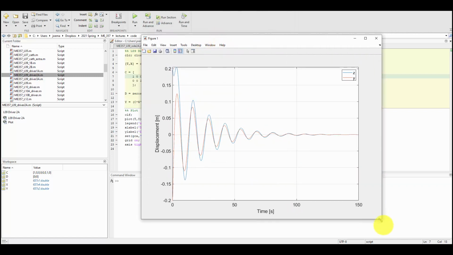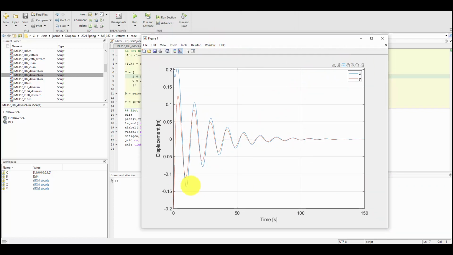So now we see our initial conditions clearly are different. Y is starting down here at negative 0.2, and Z is starting up here at about positive 0.2. And actually initially we have a little bit of odd behavior, I would say, in Z, where it kind of comes closer to 0, away from 0.